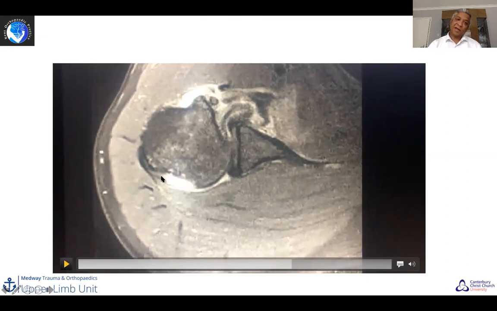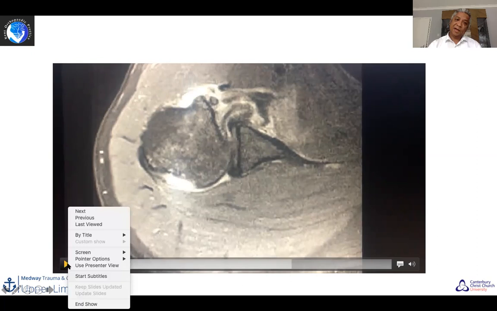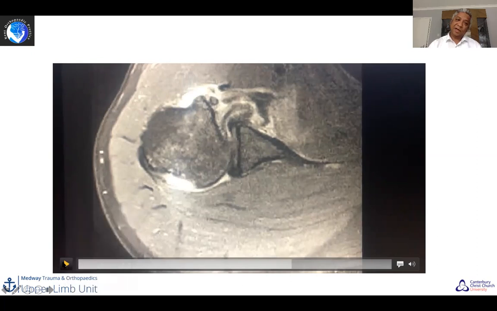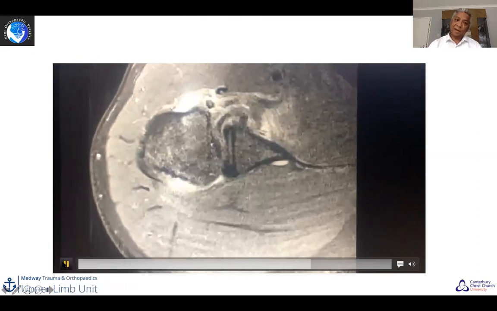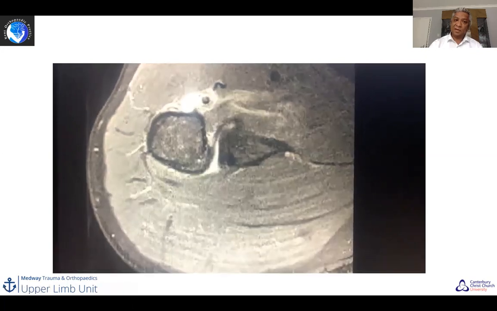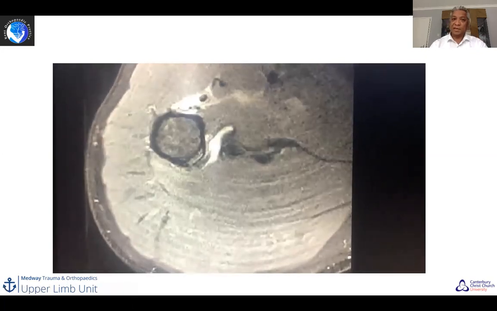There are secondary changes on the humeral head, suggestive almost like a Hill-Sachs lesion. So this patient had a traumatic tear of the supraspinatus as well as subscapularis. So in patients who have a history of fall, one must be careful and look at that.